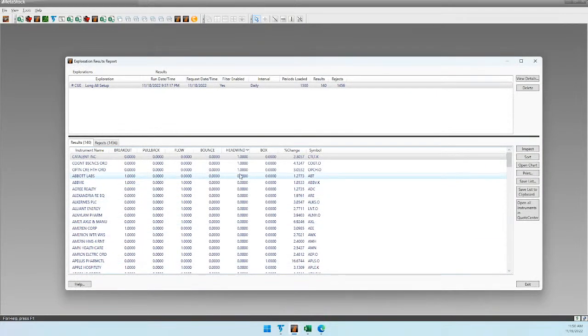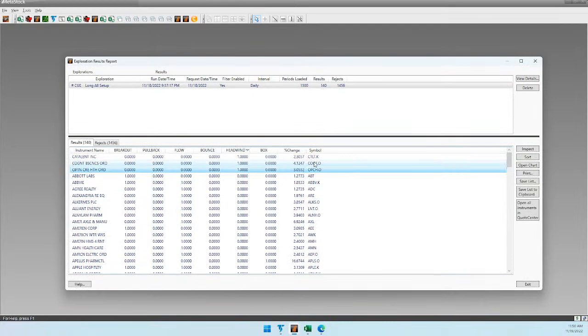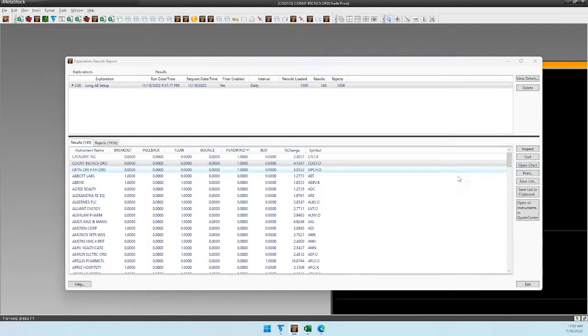What was the other stock? That was OPCH. Let's look at the last stock, COGT.